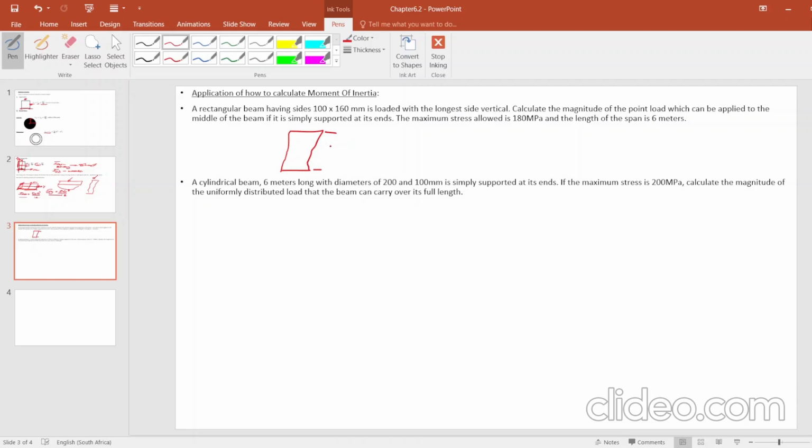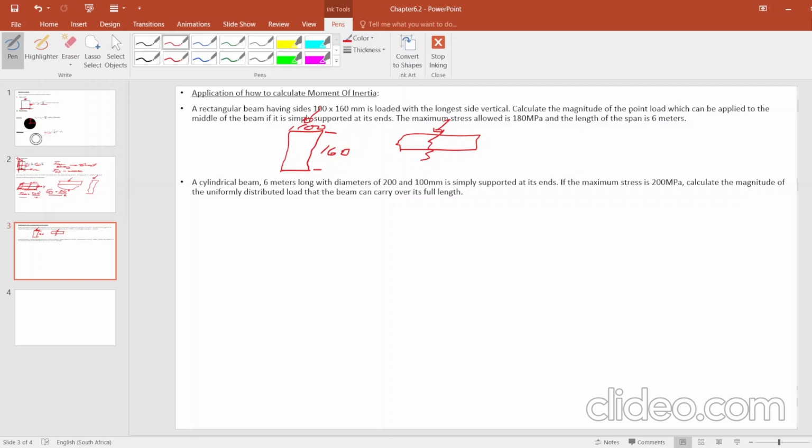The longest side is 160, then the shortest side is 100. You have placed your beam in its what? Strongest side. Then you can apply the force on the beam. Unlike if you've projected your beam in this manner, in interpreting the given information and the applied force, you'd realize that this beam will break easily. Comparing to this position here, it is loaded with the longest side vertical. That's what they are indicating to us.